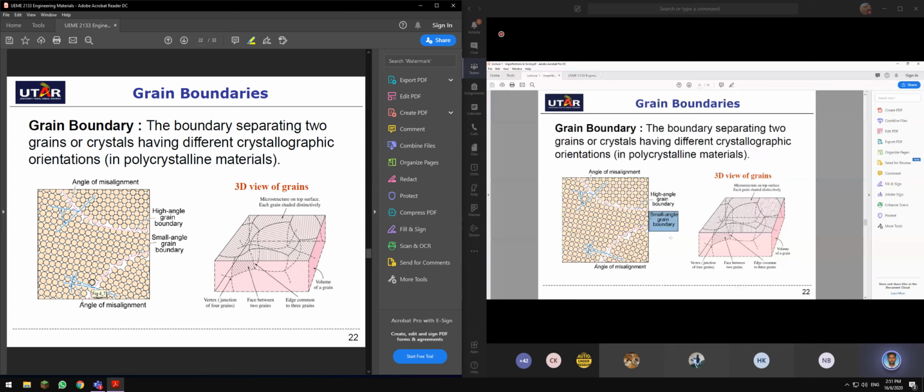If the angle of misalignment is huge, for example in this, and then you have this is your angle of misalignment, we call that a high angle grain boundary along this line. And this is the 3D view of the grain boundaries. Actually, this helps to limit the propagation of cracks. Let's say there's a crack happening here. It cracks, it cracks, it cracks, and then it won't crack. So this grain boundary stops the crack propagation, which in turn increases the mechanical properties of a material.